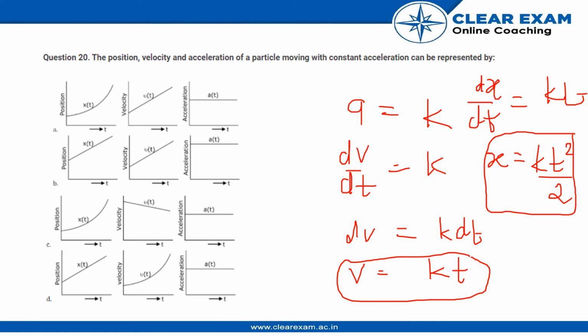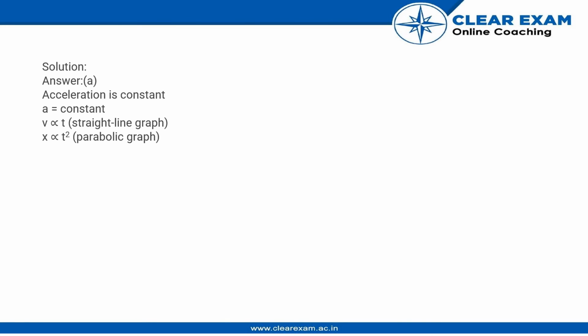Now we need to know which one is the correct option. So let us look over here. We know acceleration is constant, a is constant, v is proportional to time, a straight line graph, and x is proportional to t square, a parabolic graph.